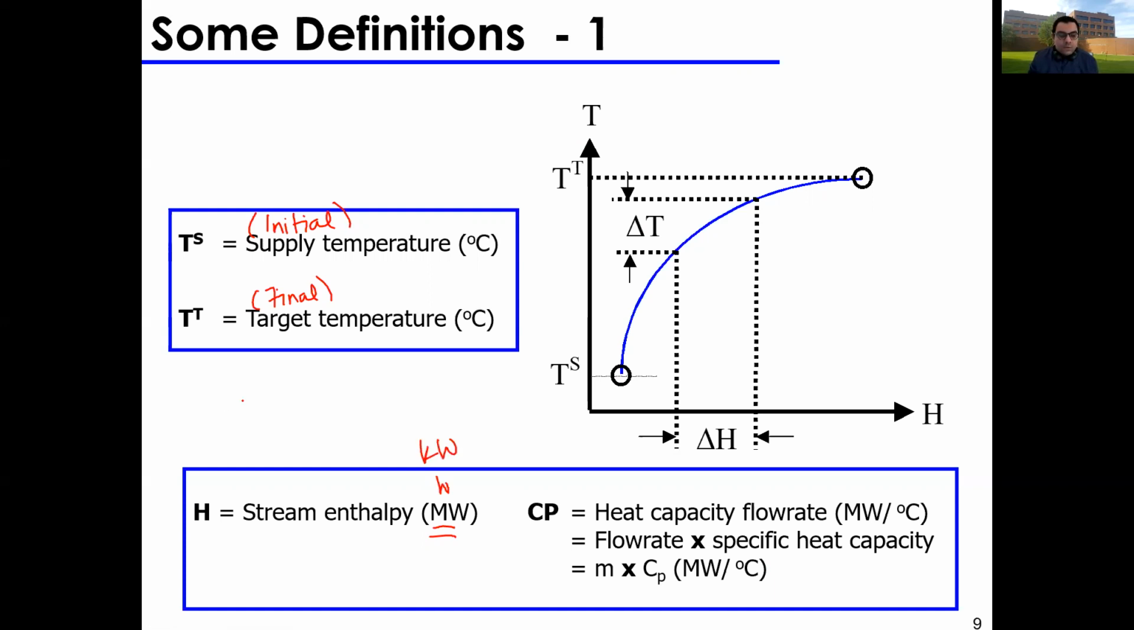A kilowatt is 1,000 watts, right? And a megawatt is 10 to the 6 watts. Okay, so just be careful of these. And then we said Cp is heat capacity flow rate, and it's your flow rate multiplied by your specific heat capacity. You also need to know this. We're lumping both terms together.